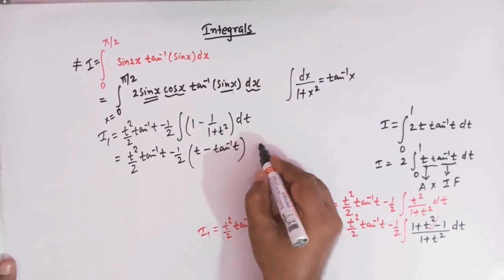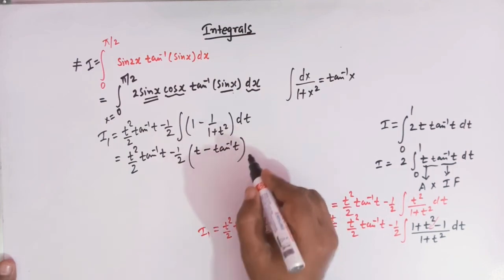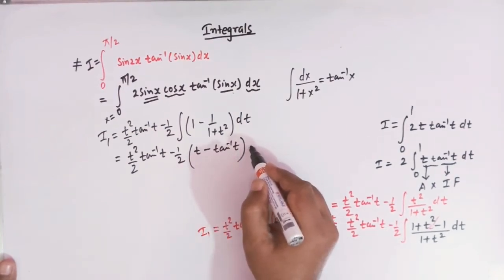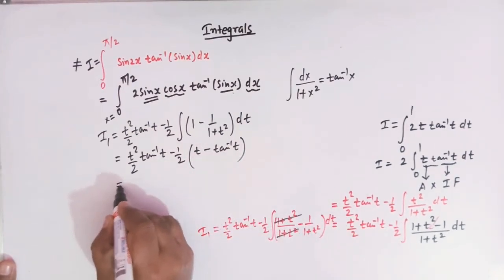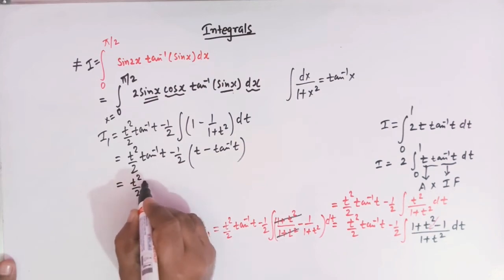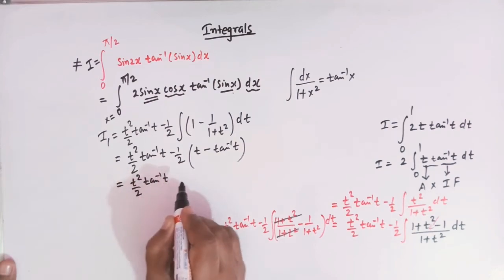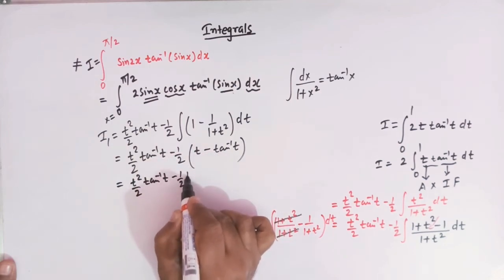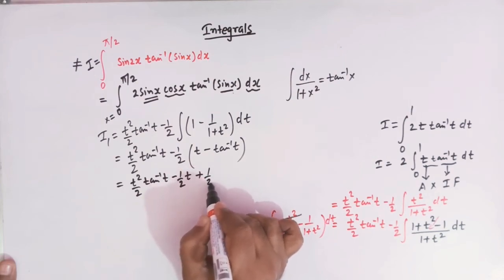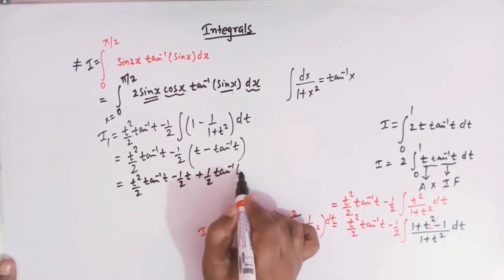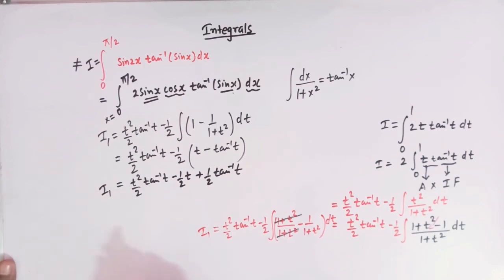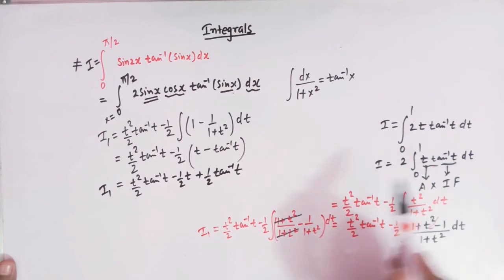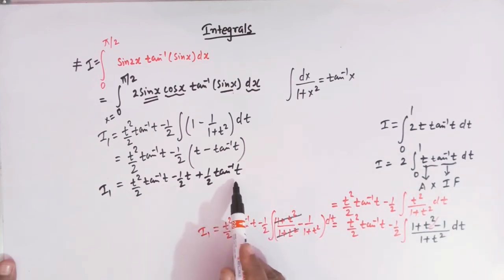Here we are not writing the constant of integration, because finally we have to substitute the limits. So we'll omit the constant of integration. So we have t square over 2 tan inverse t, and then we multiply these two terms with minus half. So we have minus half t plus half tan inverse t, right? So the indefinite integral of this function, that is t times tan inverse t, is given by this expression.